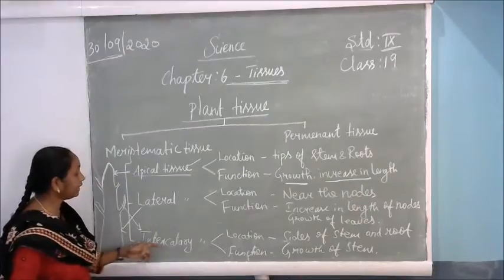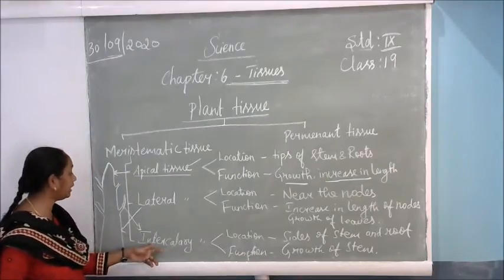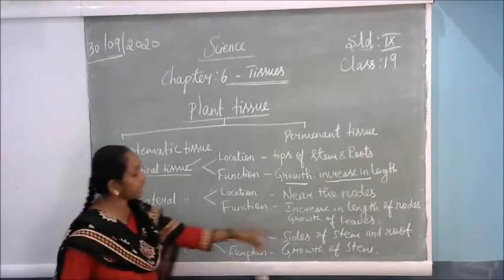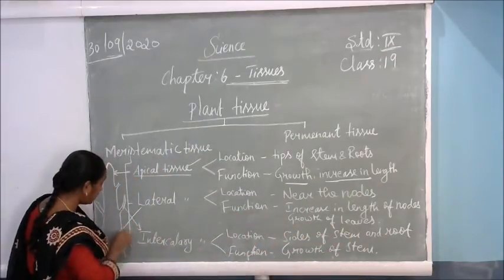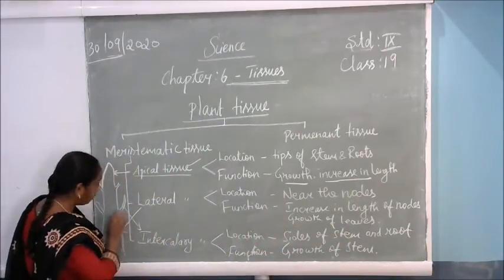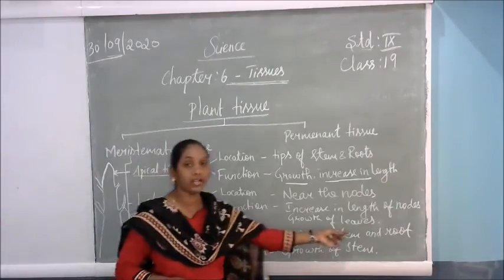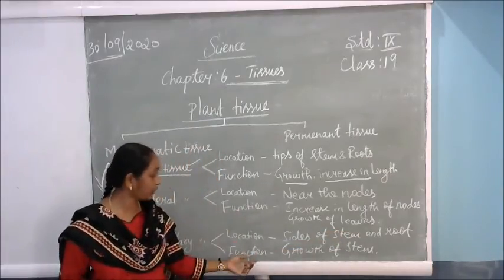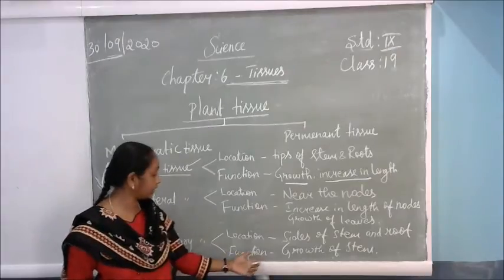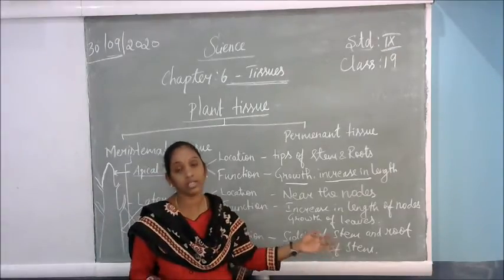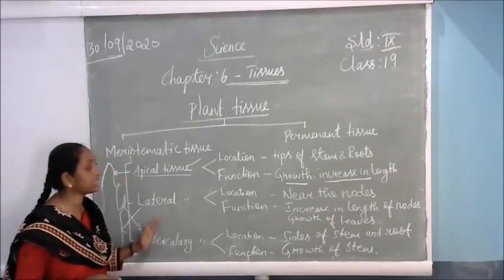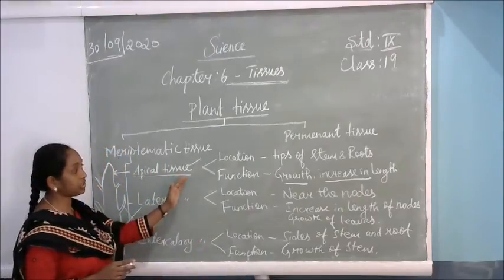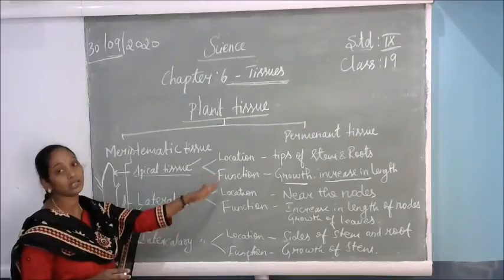Next, intercalary tissues. Intercalary tissues will be present at the sides of the stem and the roots. What is the function of the intercalary tissues? Growth of the stem. It helps to grow the stem. So each one of the cells has a special location where it is present and its own functions.